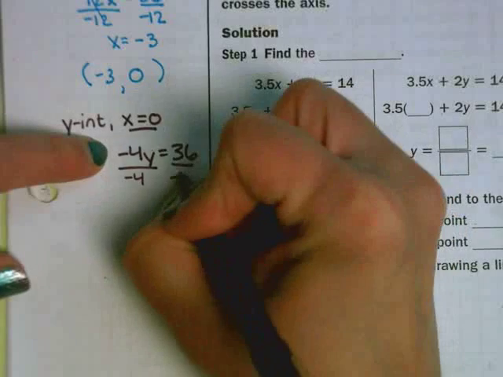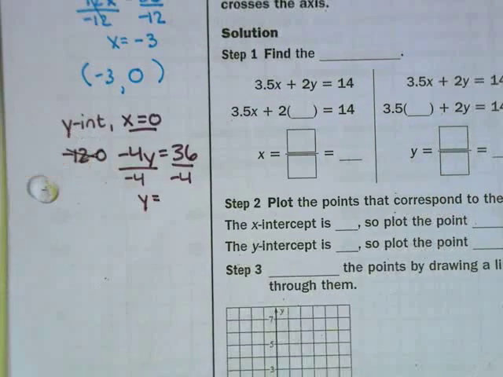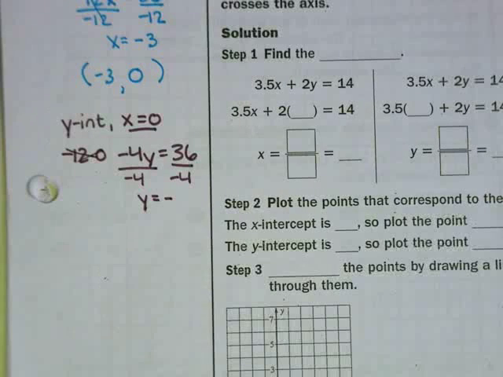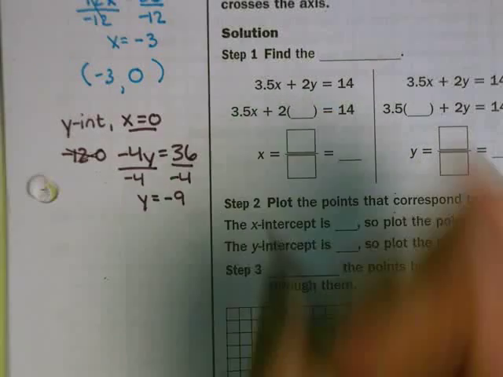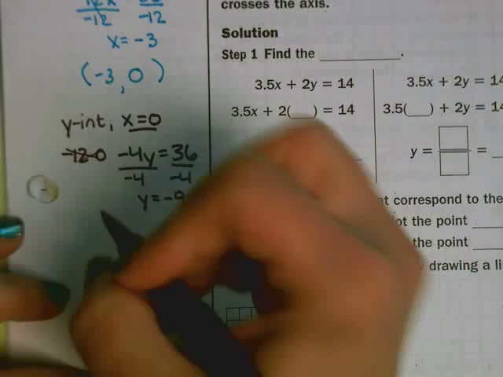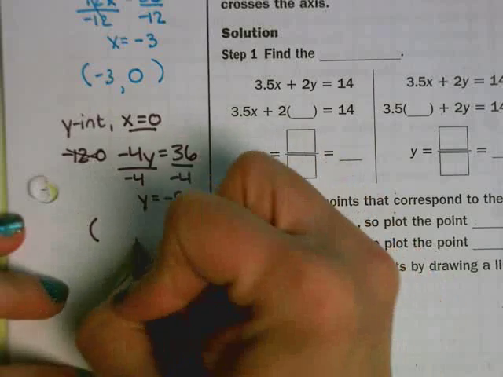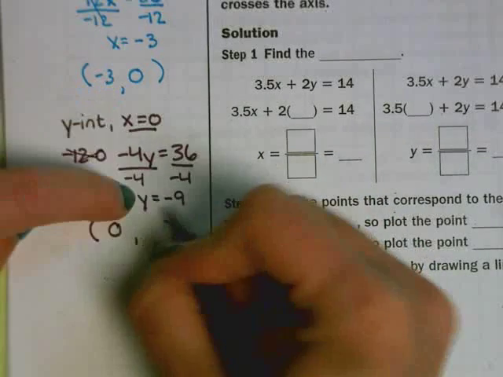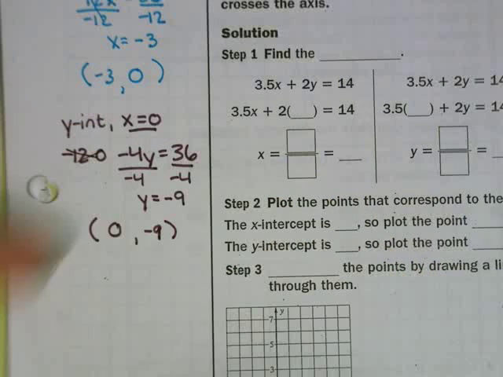Divide them both by negative 4, and you'll get your y by itself. And this time, it's going to be a negative, 36 divided by 4? It should be a negative 9 for us. So what was the ordered pair for this one? Okay, let's see, the x and the y. The x this time was 0, and the y was negative 9.